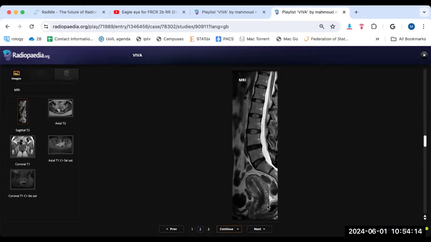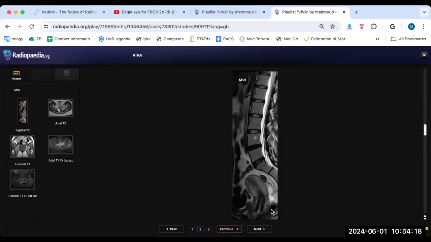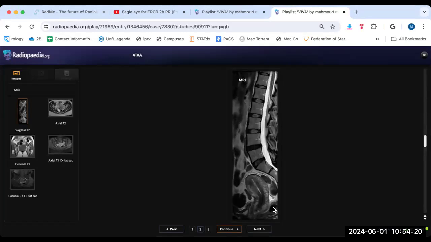I can see the rectum compressed. So I will be looking at the axial cuts to localize the lesion and for further characterization. For this lesion I'll be thinking mostly of an ovarian cyst.